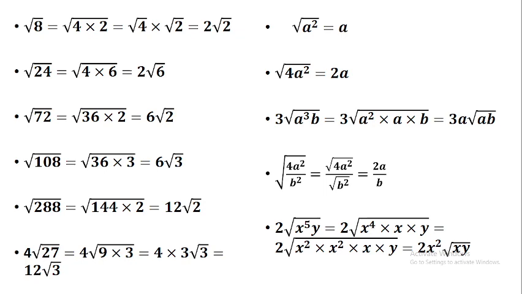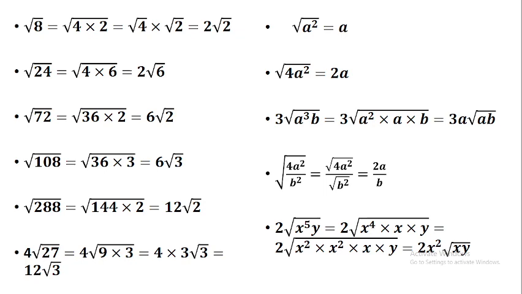Let me give another example. Can we simplify square root of 7 further? No. Because there are no two numbers you can multiply together to give us 7, and one of them is a perfect square. No, there's nothing like that. Can I simplify square root of 5 further? No, that's the simplest form. Because there are no two numbers you can multiply together to give us 5, and one of them is a perfect square. I hope you understand what I'm trying to say now.